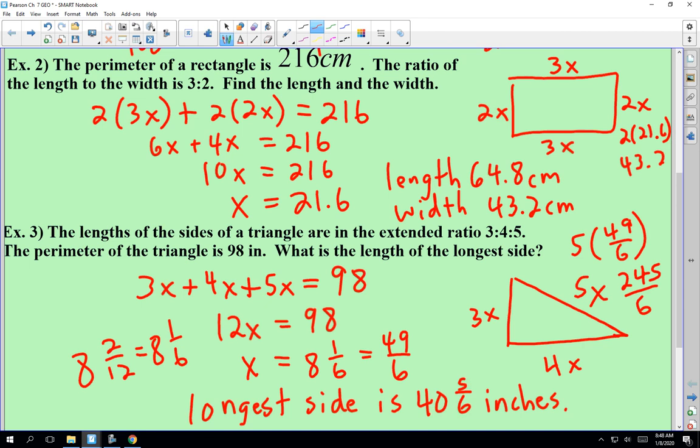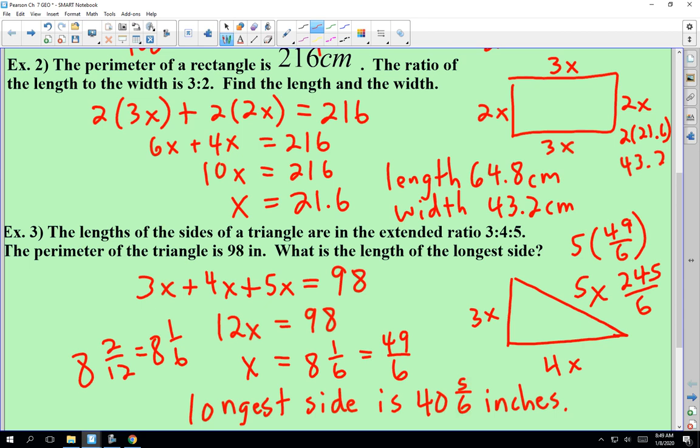So I'm just multiplying 5 times 49 to get 245 divided by 6. 6 goes into 245 40 times with 5 left over. So I get the 5/6. Fun fraction. It's kind of the theme here because we're looking at ratios and proportions. There'll be lots of fractions that show. 40 and 5/6 inches is the longest side.